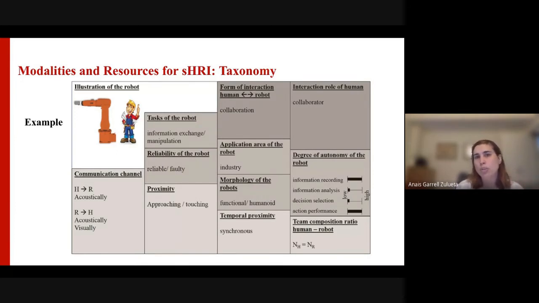Okay, so you have to define each level, and with that, it will be easier to compare your work with others. You know that nowadays, if you want to publish in a conference or journal, you have to compare, you have to demonstrate that your systems are better than the other ones. So you need to compare. That's why it's so important to have a taxonomy.